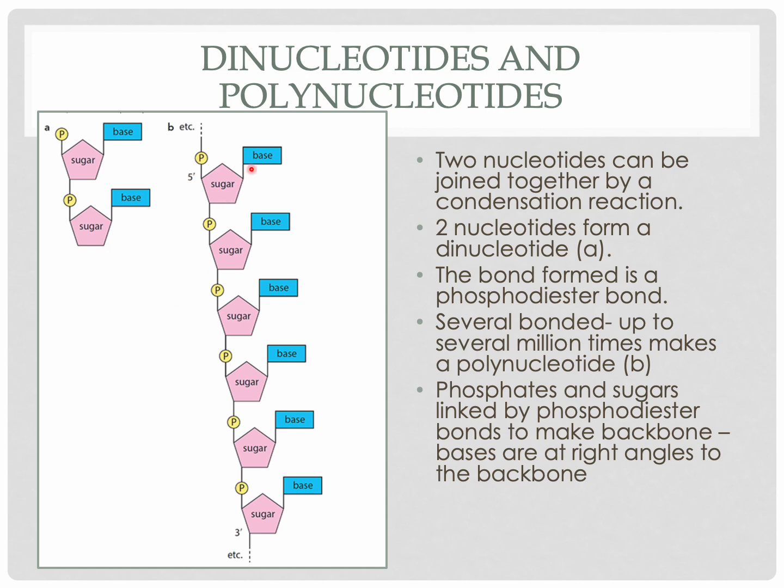You could have several nucleotides bonded together. You could have several million of them bonded. That's going to make a polynucleotide. The phosphates and sugars are all linked by phosphodiester bonds to make the backbone. The bases are going to be at right angles to the backbone.